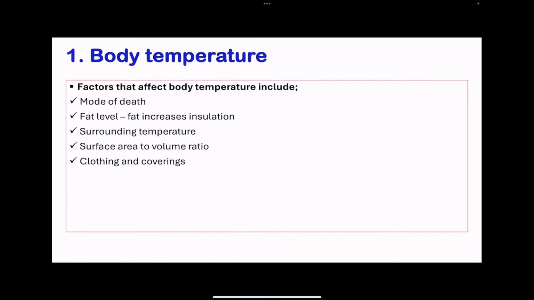Various factors affect the body temperature, and these include the mode of death, meaning how the person was killed, the fat level. This is because organisms that are fatter have greater insulation, and they're going to lose heat or temperature at a slower rate in comparison to organisms that are smaller. The surrounding temperature also affects the rate at which heat is lost from the organism that has been killed. The surface area to volume ratio is also important because people who have a larger surface area to volume ratio are going to lose heat faster in comparison to those that have a smaller one. Then clothing as well as coverings. Bodies that have been clothed lose heat at a slower rate.